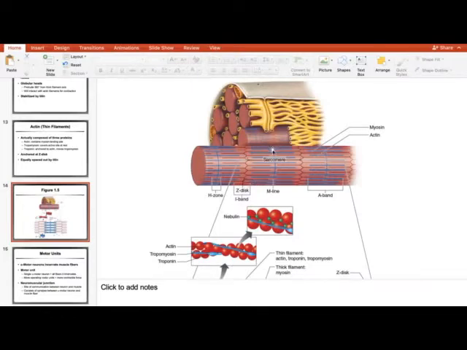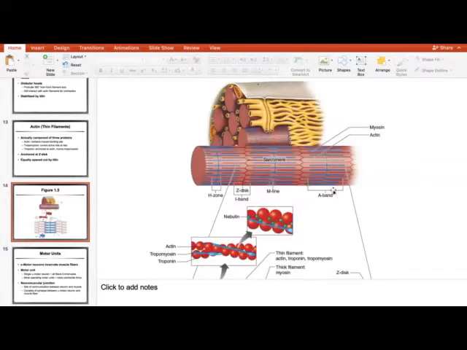This line here, this M line, cuts the myosin heads right in half. This blue part is the myosin. It's the middle of the myosin, so that's what an M line is.